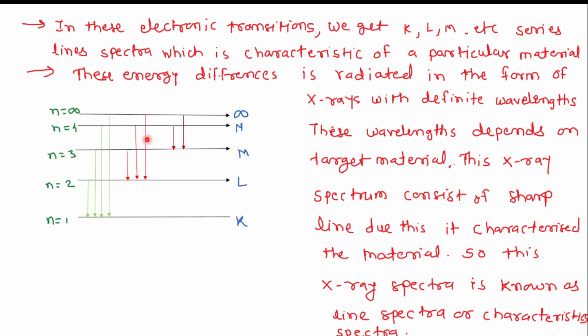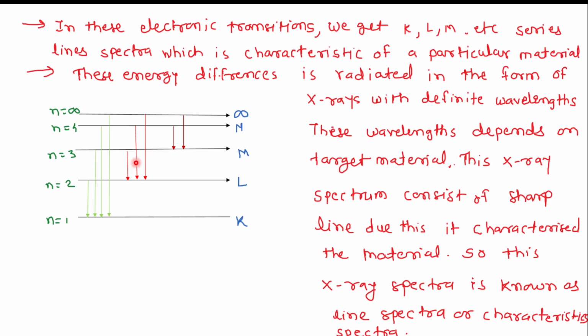Sorry, this is the series limit of the L series. This is the series limit of the M series, and this is the series limit of the K series. The electron falls from infinity to the K line, from infinity to the L line, and from infinity to the M line. In these electronic transitions, we get the K, L, M, etc. series line spectra, which is characteristic of the particular material. So in this way we can characterize the material.